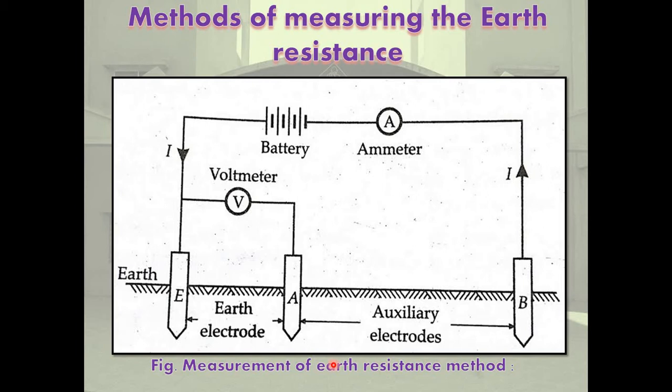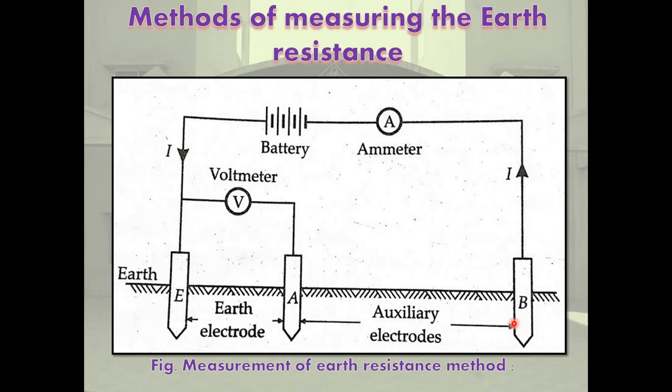The first method is the fall of potential method of earth resistance measurement. This is a well-known and widely used method, used universally for earth resistance measurement of earthing systems. This is the earth electrode, E, and auxiliary electrodes A and P, and this is the earth level. This is a voltmeter in parallel and an ammeter in series, with the help of a battery. It is recommended for earthing electrodes and earthing systems of installations or substations up to 220 kV.